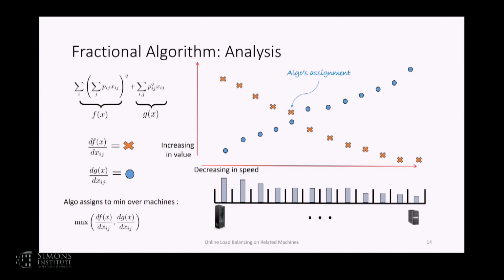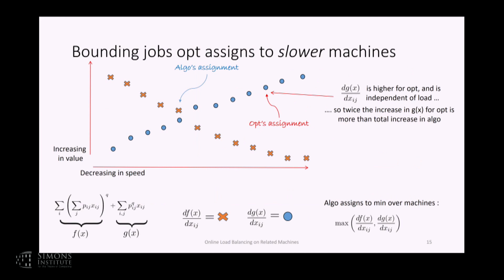Okay, so how do we use this? Let's look at two cases. The first one is the easier one, where opt assigns to a slower machine. Here the comparison is obvious. I am assigning at lower derivatives than opt is. Opt's derivative on the second term itself is higher. So clearly I can charge whatever increase I am getting in my objective to whatever opt is getting. Remember, g is load independent. The second term is load independent. It doesn't matter what opt's current state is. It just depends on what opt is doing with that job.